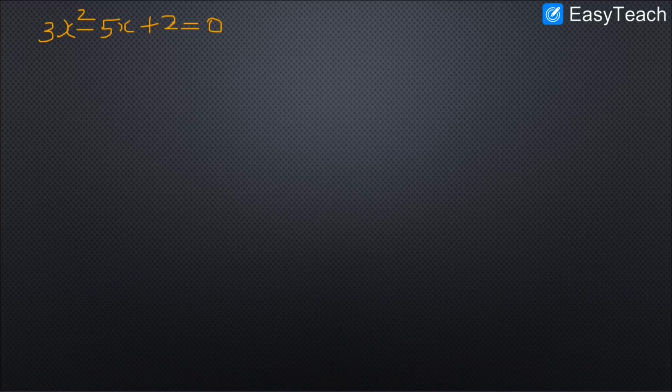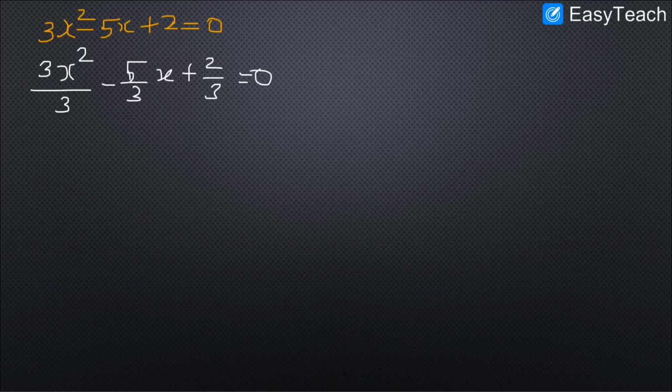First of all, let's make this equation a perfect square quadratic equation. To do this, I am going to divide all the terms by 3. So 3x square by 3 minus 5 by 3 into x plus 2 by 3 equals 0. In the next step, x square minus 5 by 3 x plus 2 by 3 equals 0. Now it is perfect square because the coefficient of x square is 1. So from this step onwards we can apply the same method.